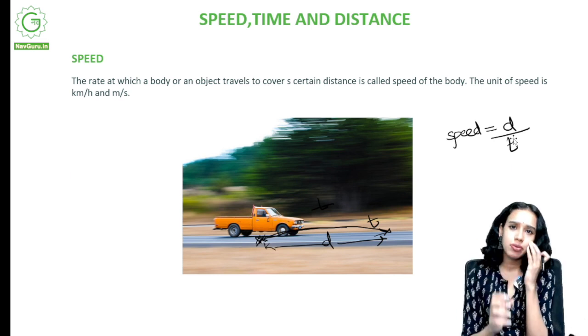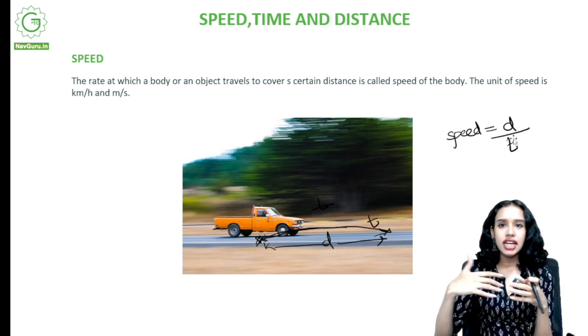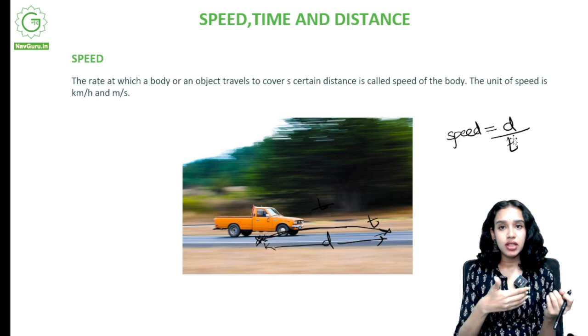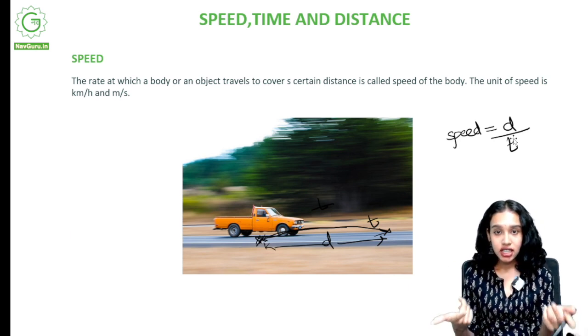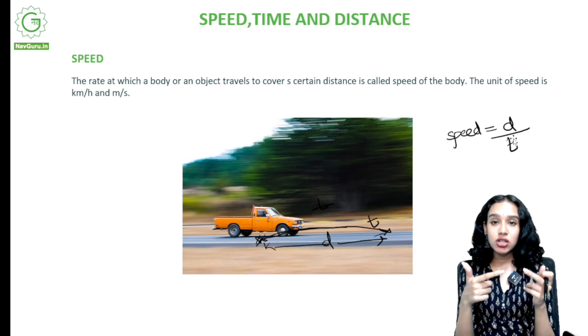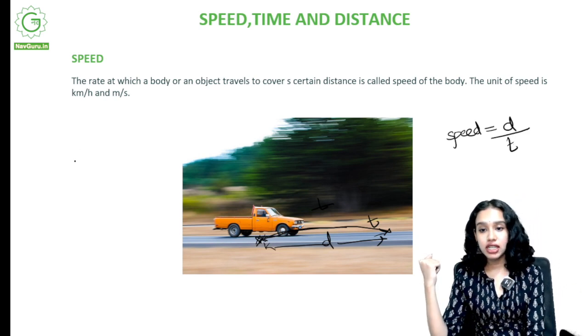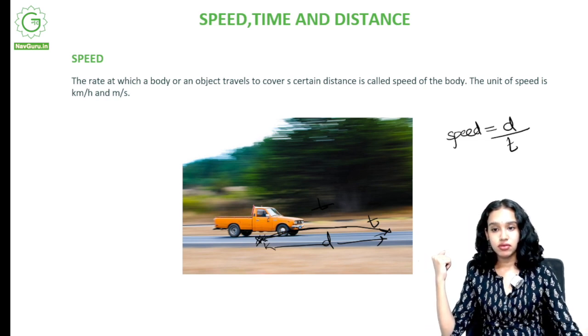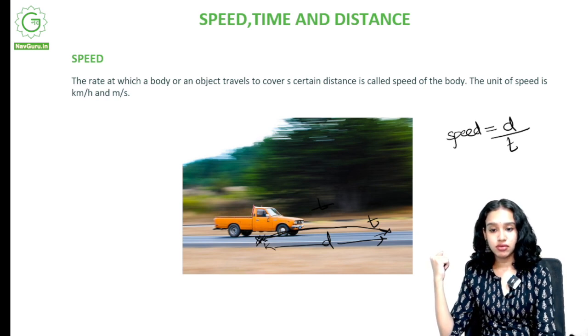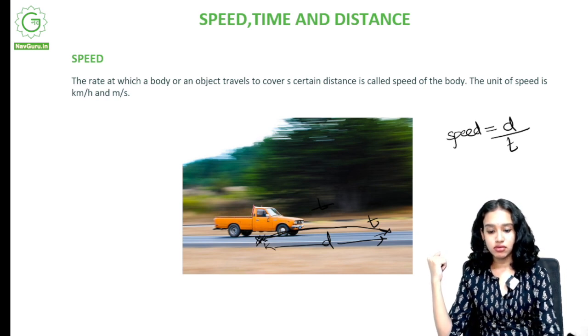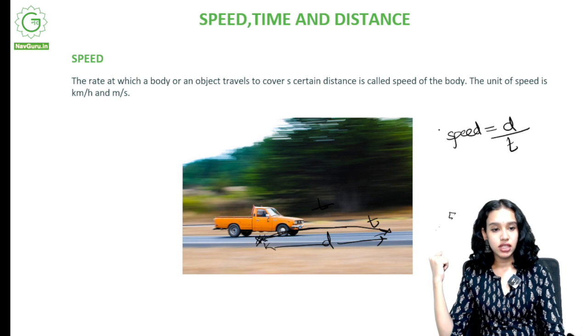What does the term rate mean? Rate means, according to time, how much is it changing, right? So speed is the rate of change of distance by time. Or we could say speed is equal to distance covered by time.